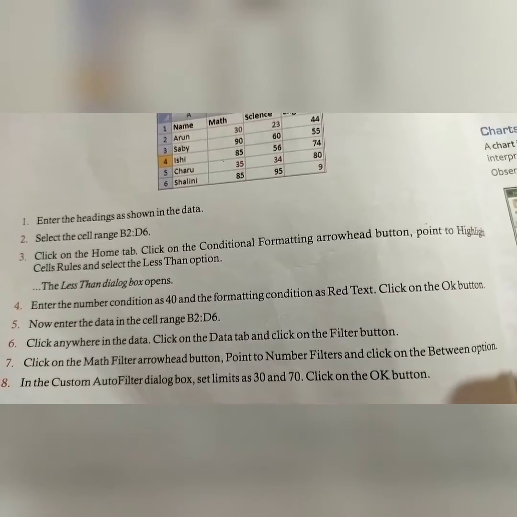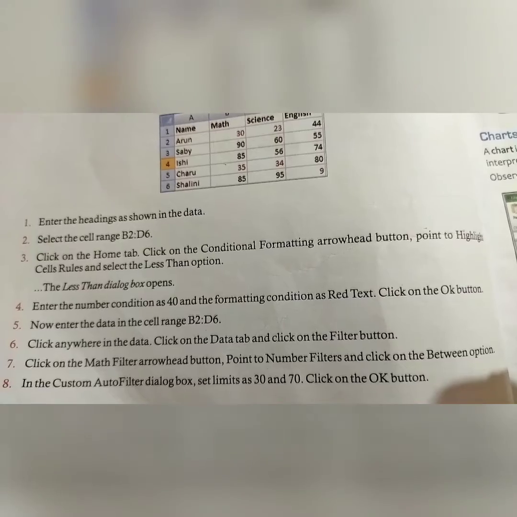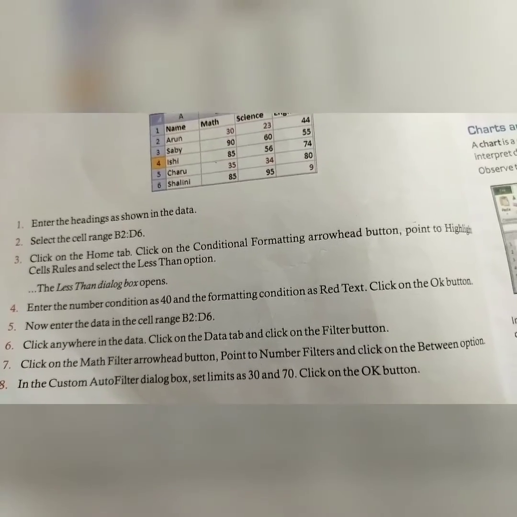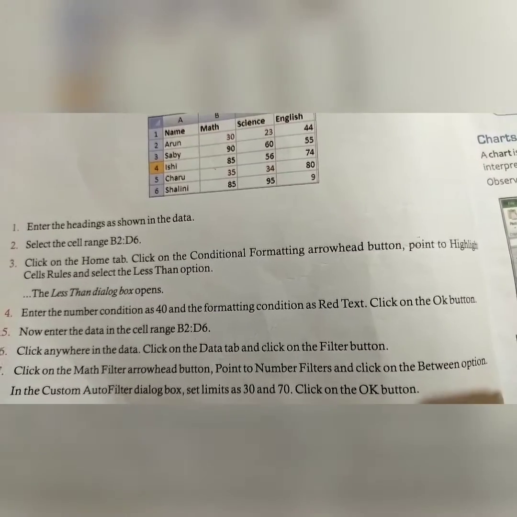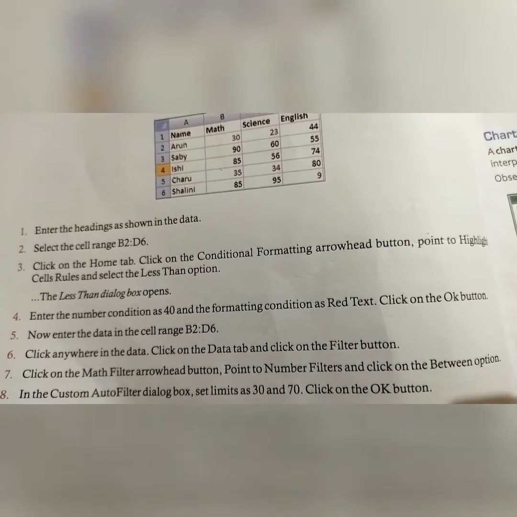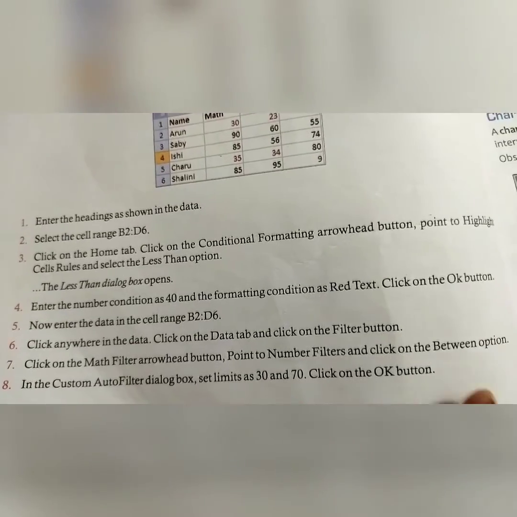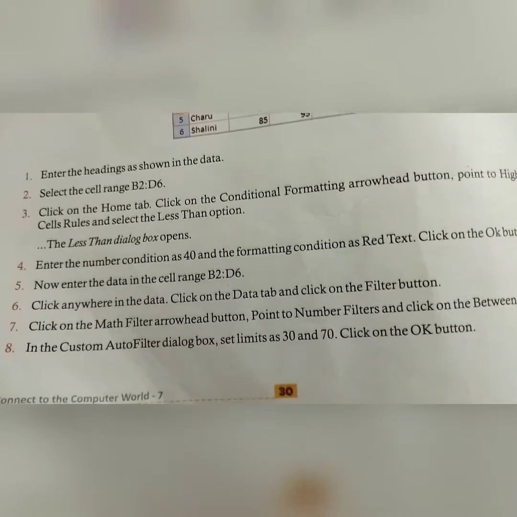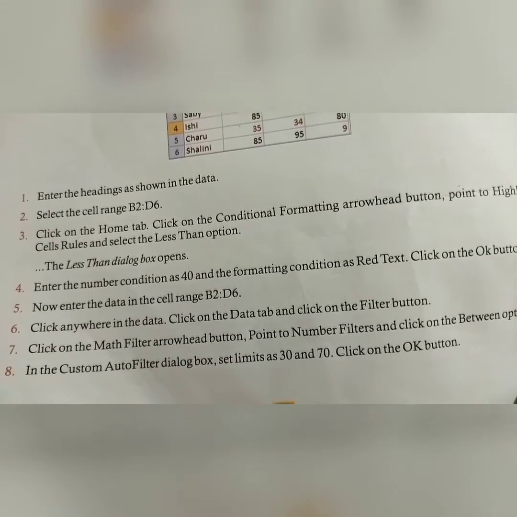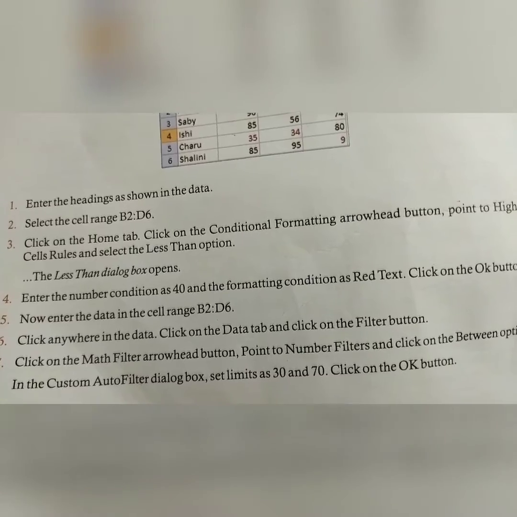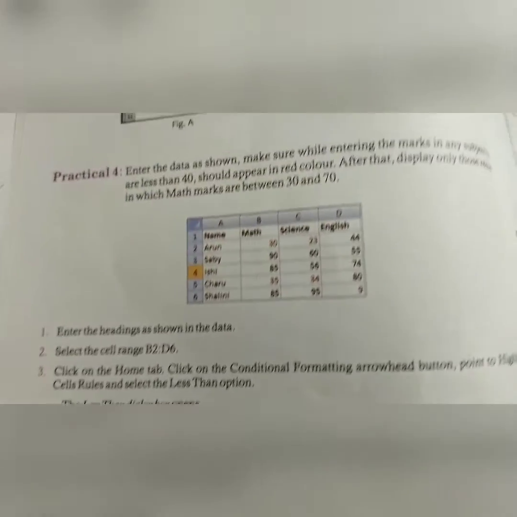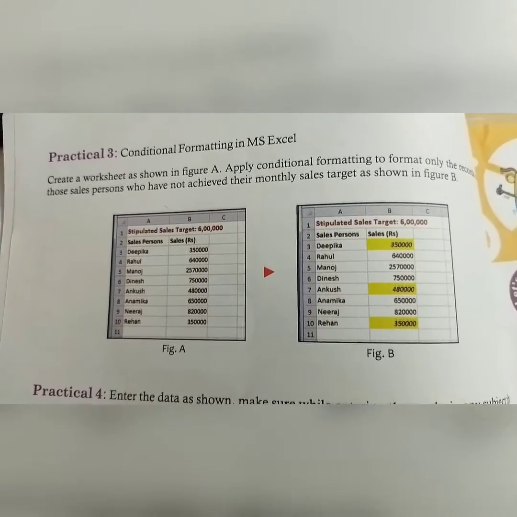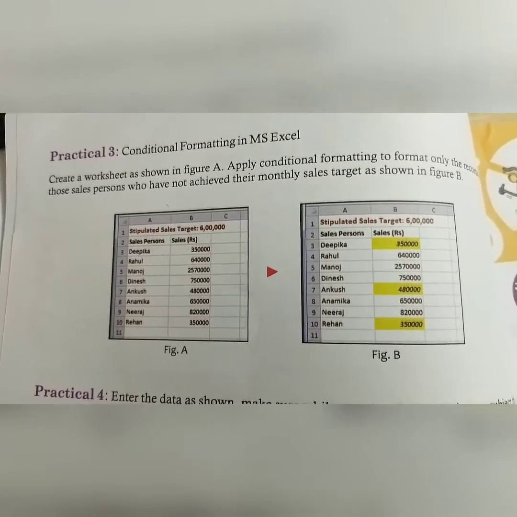Sixth step, click anywhere in the data. Click on the Data tab and click on the Filter button. Seventh step is click on the math filter arrowhead button. Point to Number Filters and click on the Between option. Eighth and last step, you are in the Custom AutoFilter dialog box. Set the limit as 30 and 70. Click on the OK button. So students, practice all these practicals 1, 2, 3 and 4 in your MS Excel. Do it properly and revise all these topics.